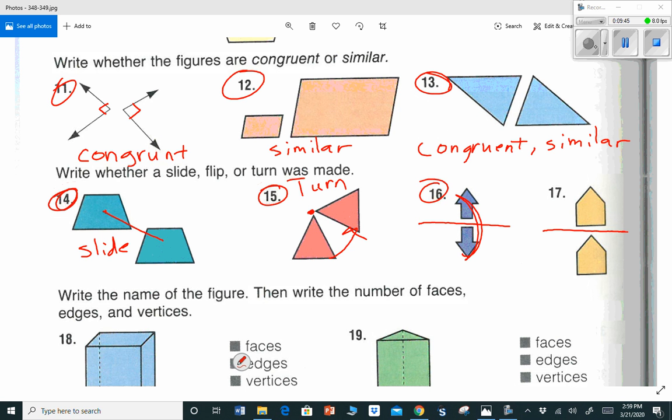And number 17, you might think it was flipped across that line, but it wasn't because it's still facing the same direction. It was only slid. So this is a slide, and this is a reflection. I'm sorry, a flip. Next year you'll call it a reflection.